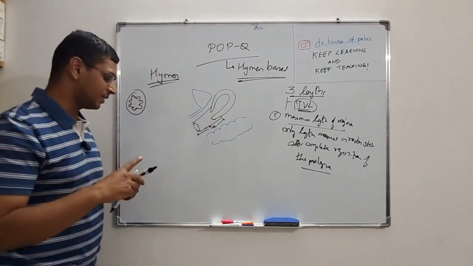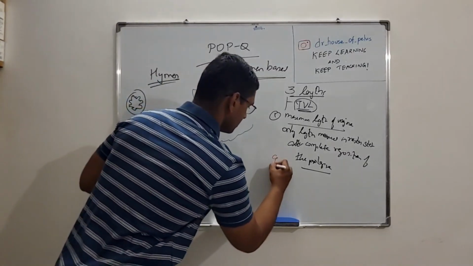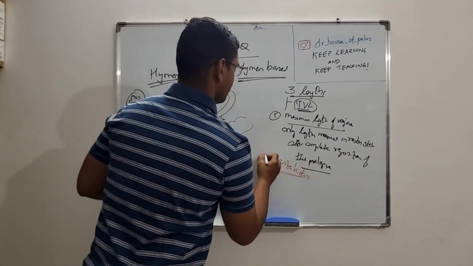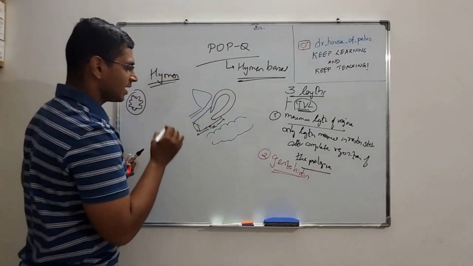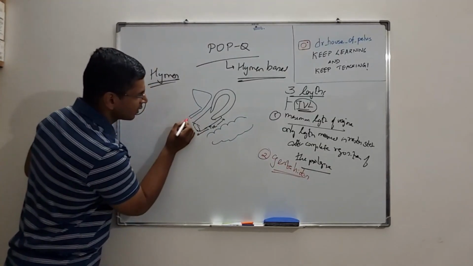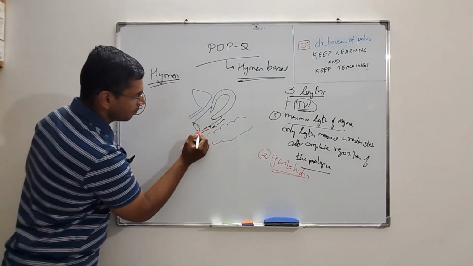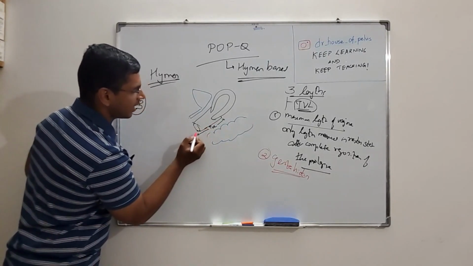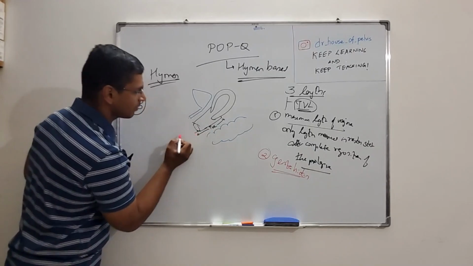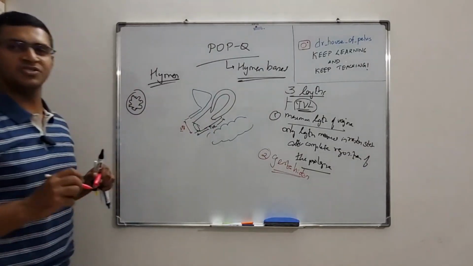Now coming to the second length, which is genital hiatus. Genital hiatus is the length from the midpoint of the external urethral meatus to the midpoint of the posterior hymenal ring, because the posterior hymenal ring will be this, and the midpoint of that is the posterior hymenal ring. So this length is called the genital hiatus, mentioned as GH.